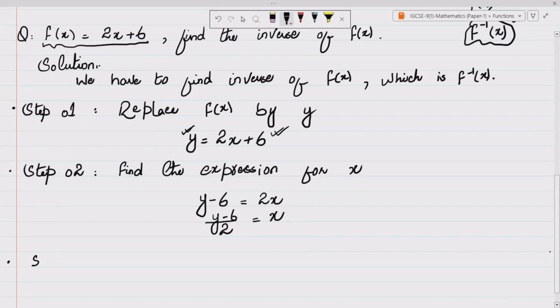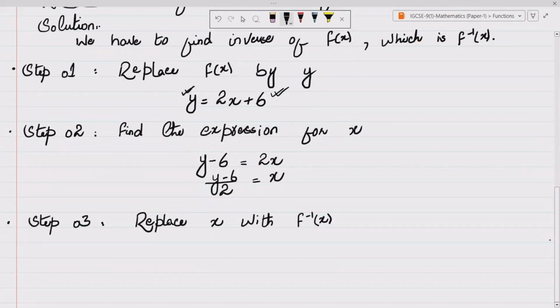Now, step 3: replace x with f inverse x, right? So we have to replace x with f inverse x. So it becomes y minus 6 divided by 2, and this x becomes f inverse x.